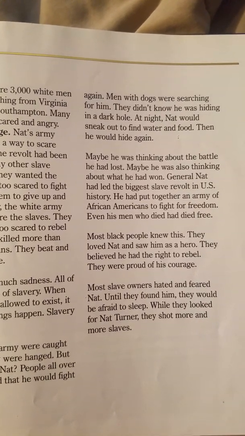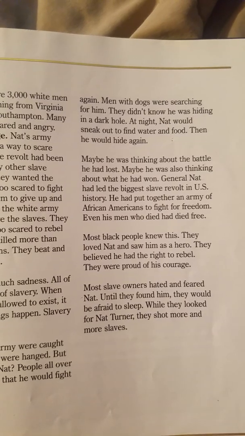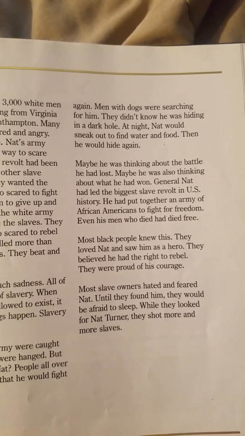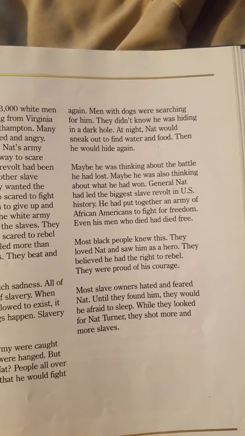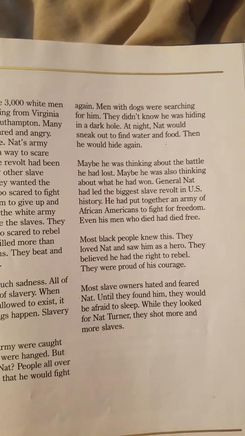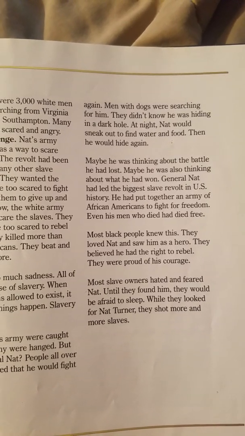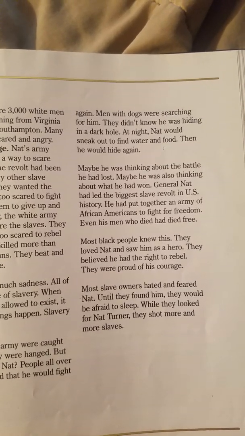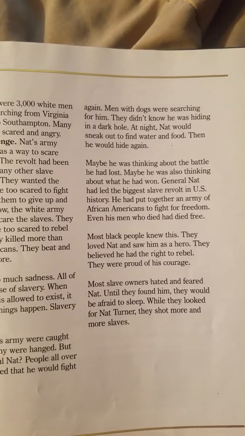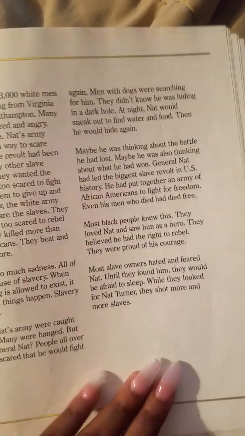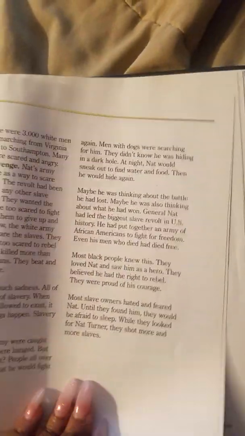General Nat had led the biggest slave revolt in U.S. history. He had put together an army of African Americans to fight for freedom. Even his men who died had died free. Most black people knew this. They loved Nat and saw him as a hero. They believed he had the right to rebel. They were proud of his courage. Most slave owners hated and feared Nat. Until they found him, they would be afraid to sleep. While they looked for Nat Turner, they shot more and more slaves.